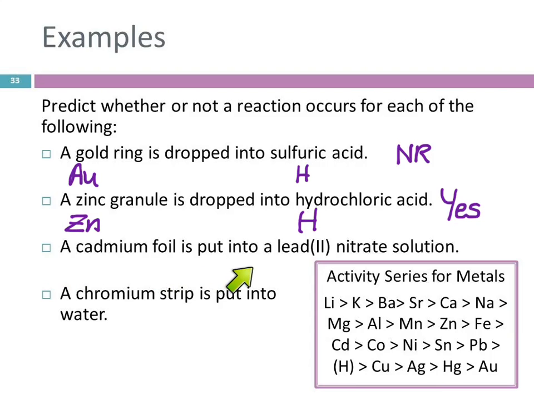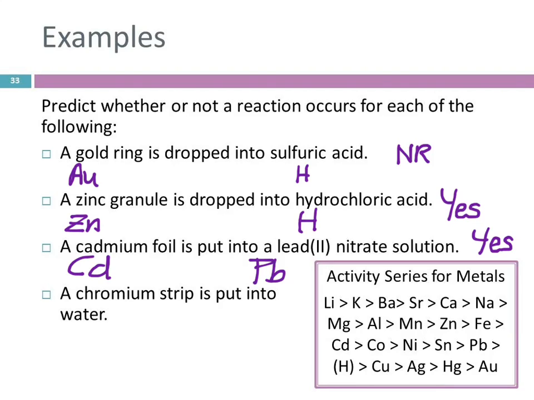A cadmium foil is put into a lead(II) nitrate solution. So we're looking at cadmium and lead. Which is more active? Cadmium. Here's cadmium. Cadmium is greater than lead. Is this going to give us a reaction? Yes.